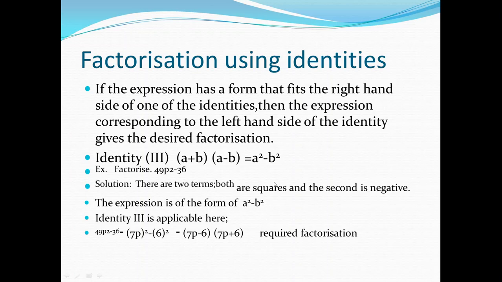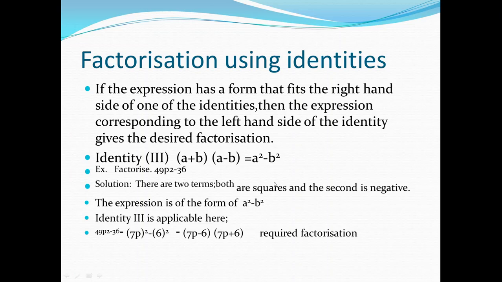If the given expression is in the form of the right hand side of the equation in the identity, then it will fit the result for the left hand side. Let us do one example so you can understand. Factorize 49p square minus 36. See, 49 is also a square number, p is already squared, and 36 is a square number.